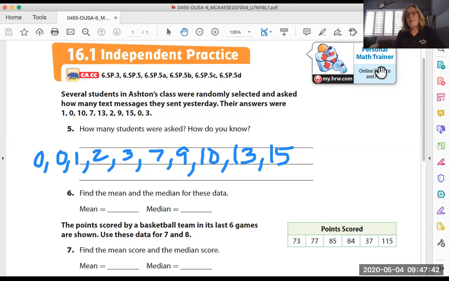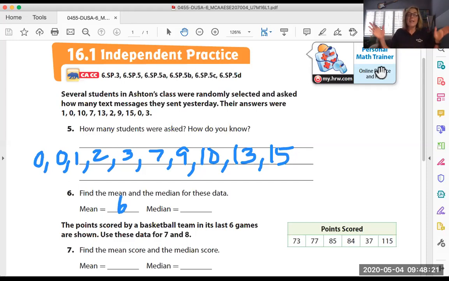Now, we want to find the mean. The mean is going to be the sum of all of these numbers divided by the number of numbers, which happens to be 10. In this case, we also have 2 people that said 0, but they still count. Those are still data values. If you want to use a calculator, you can. I'm going to start at the back: 15, 13, 10, 9, 7, 3, 2, and 1. I got a sum of 60, which divided by 10 would give us 6. That would be the mean.